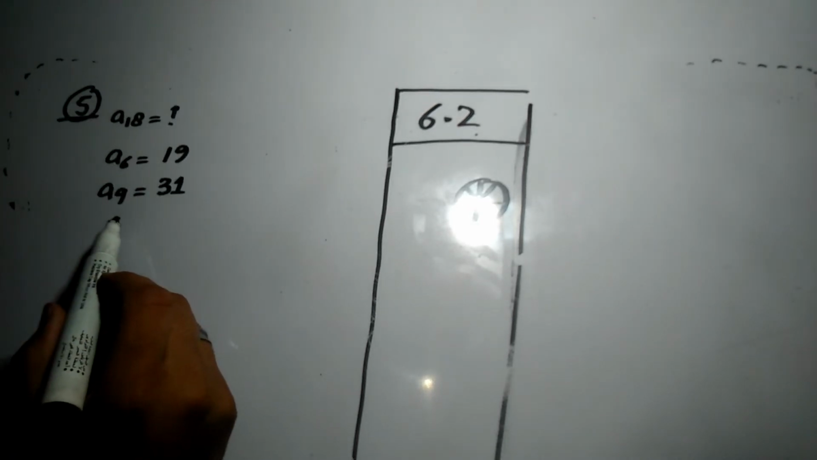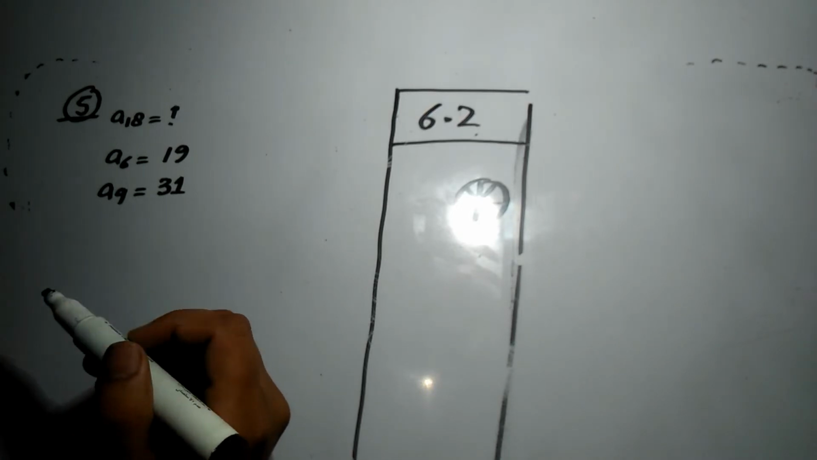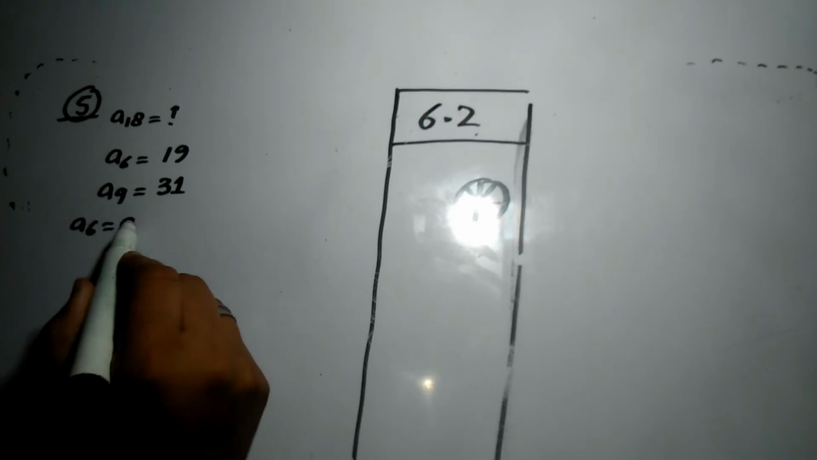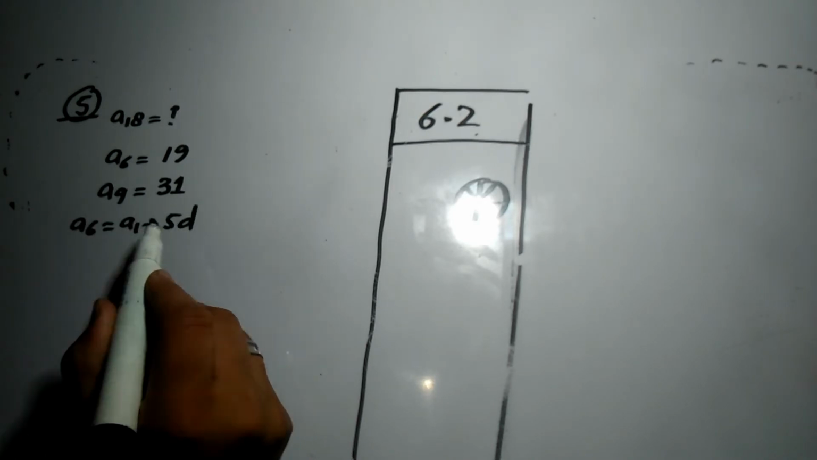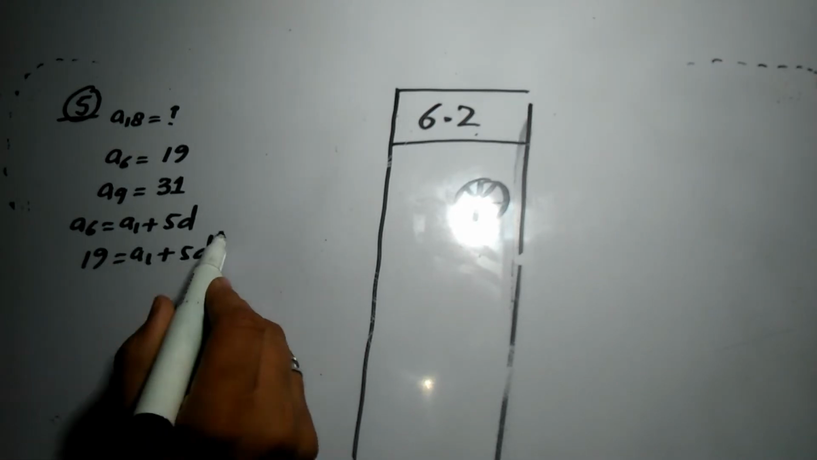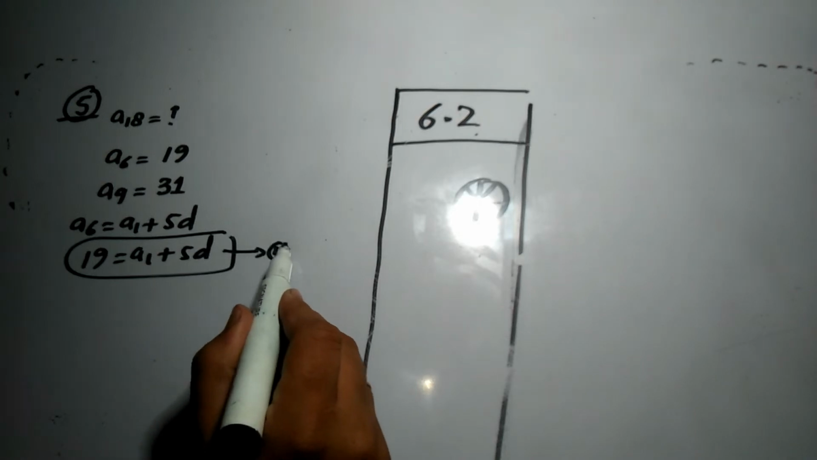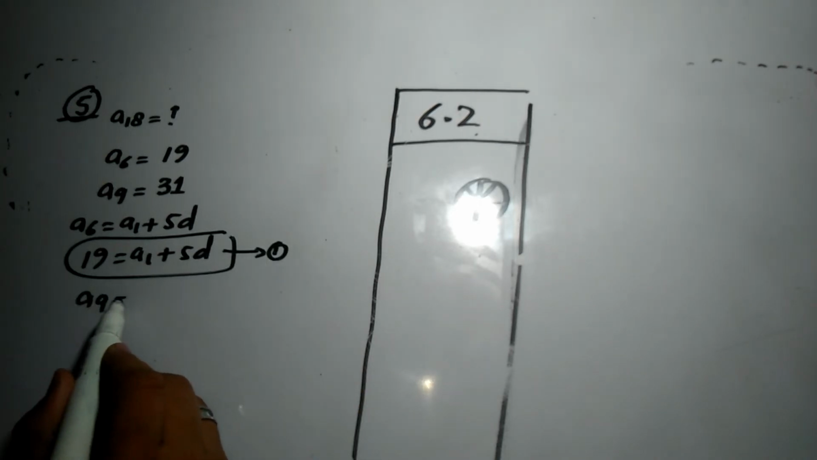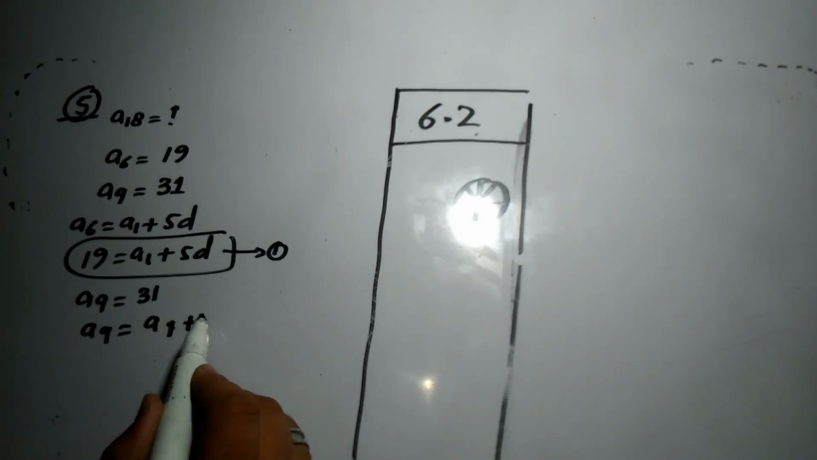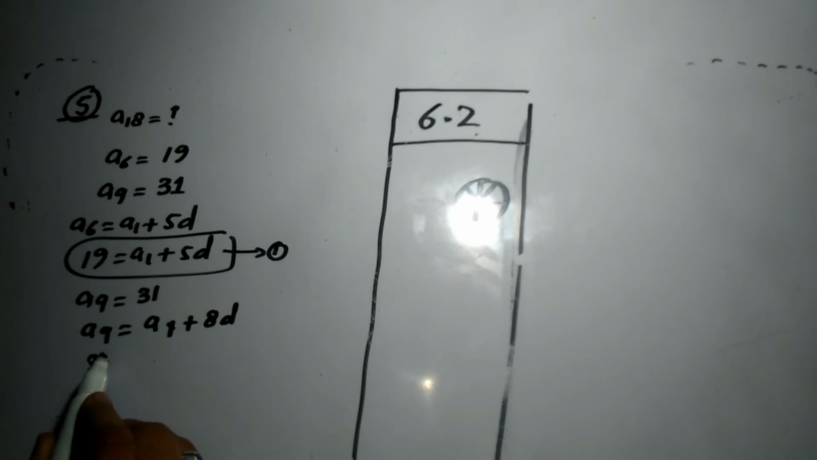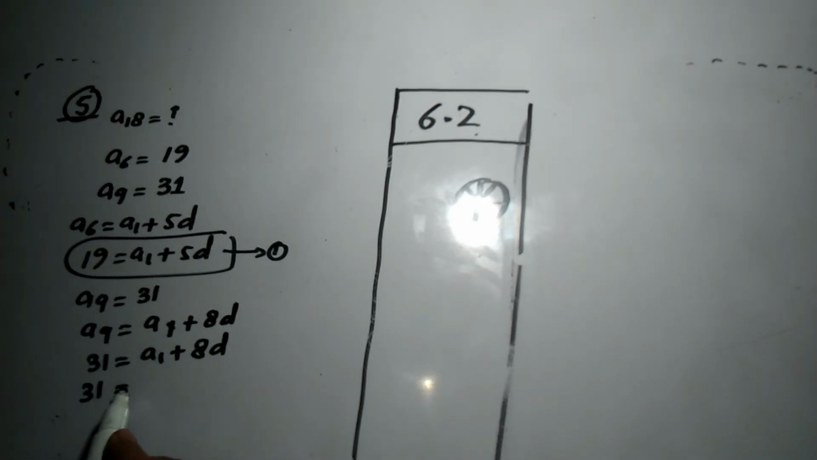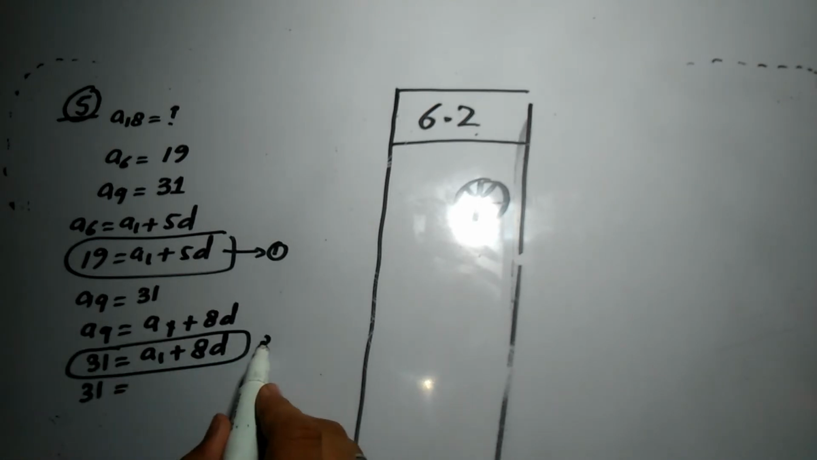In the next question we had to find the a18 term of the sequence. So a6 is equal to 19, so a6 will be equal to a1 plus 5d, so 19 will be equal to a1 plus 5d. This will be equation number 1. Similarly, a9 is equal to 31, so a9 will be equal to a1 plus 8d, so 31 will be equal to a1 plus 8d. This will be equation number 2.